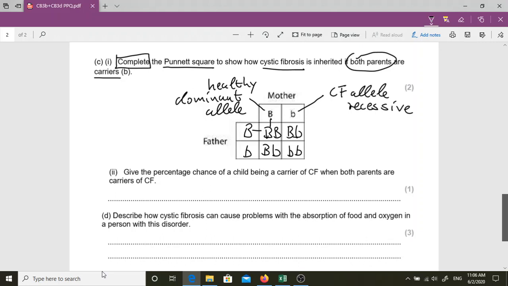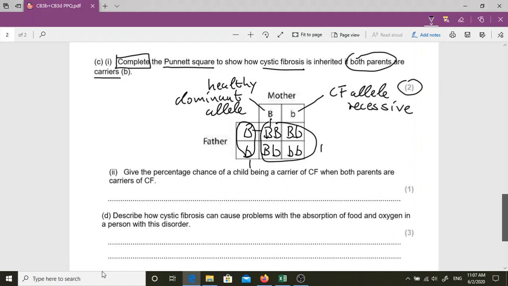Now before we move on, this is the second mark. So you would get 1 mark for this bit, that would be 1. And then filling this all out would be 1 also, so that would be your 2 marks. Now we're going to move on to the next question.